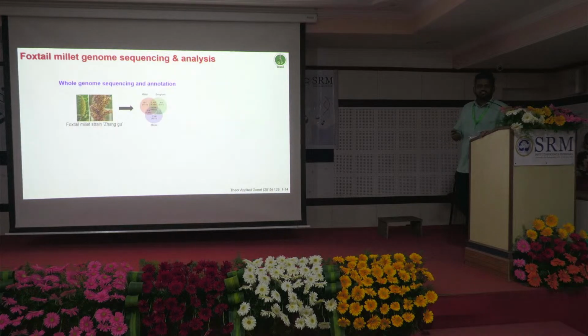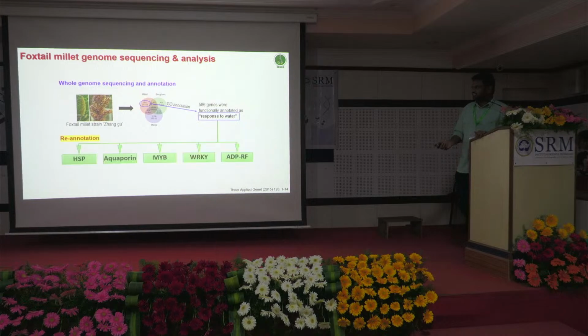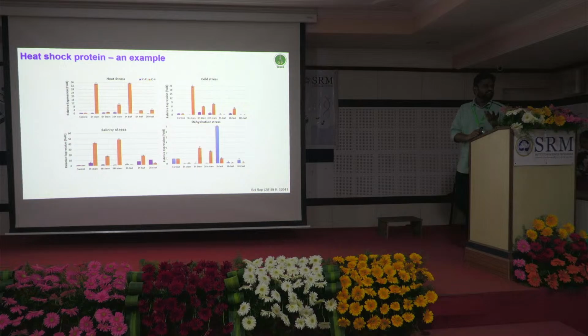So when we compared the genome sequence of millet with other crops, we found that around 1500 genes are unique to foxtail, of which 586 genes were annotated as response to water. We thought these genes might have something to do with the water stress resistance in foxtail millet. So we re-annotated them. We found that these genes belong to different gene families. You don't have to go into those details. We performed some qPCR to study their expression patterns. Don't go into those details.